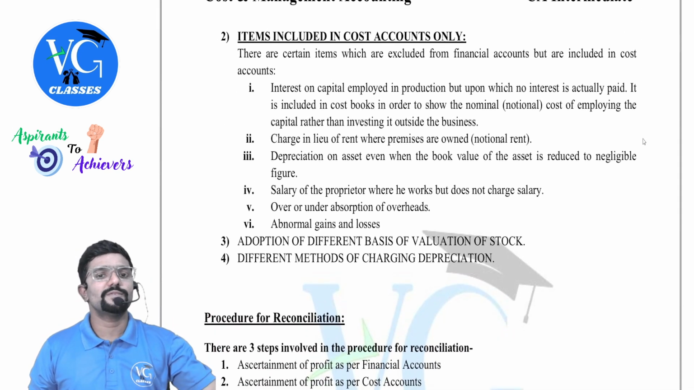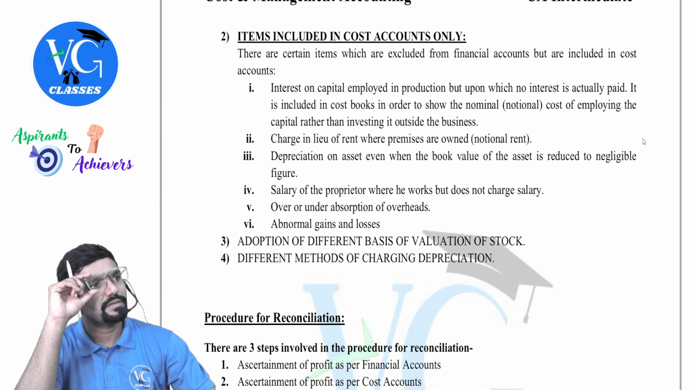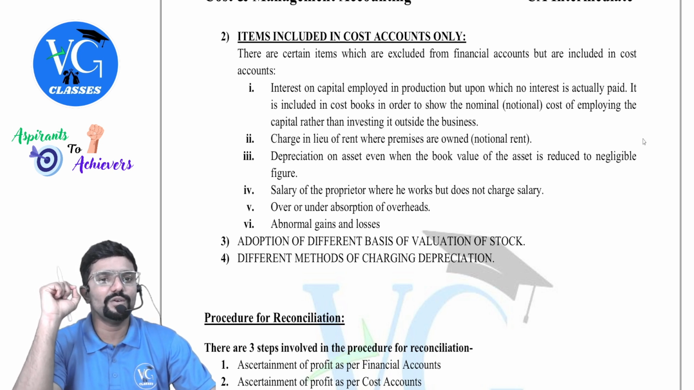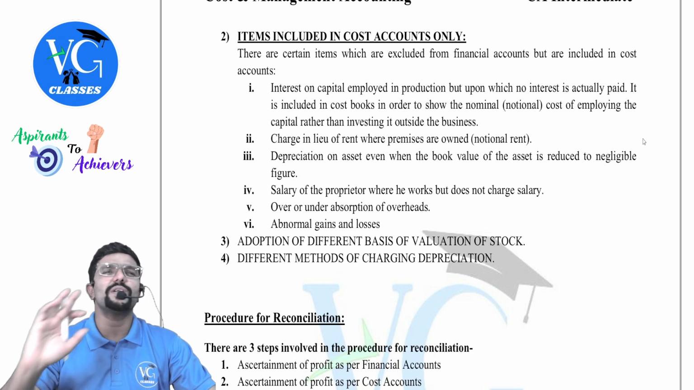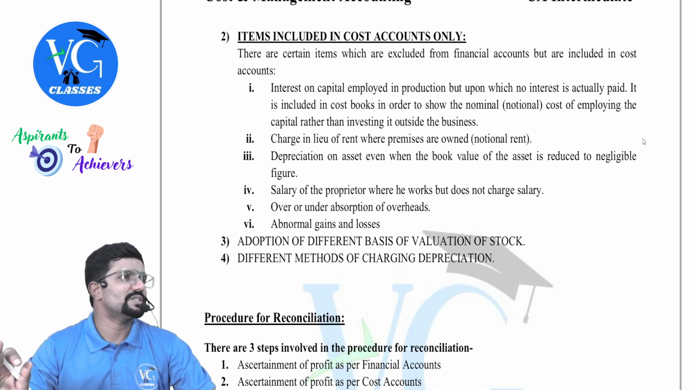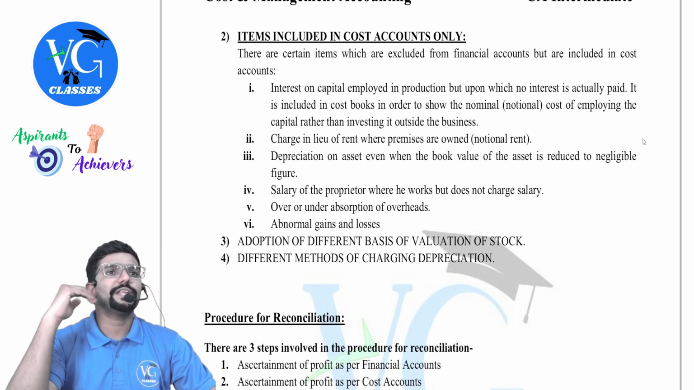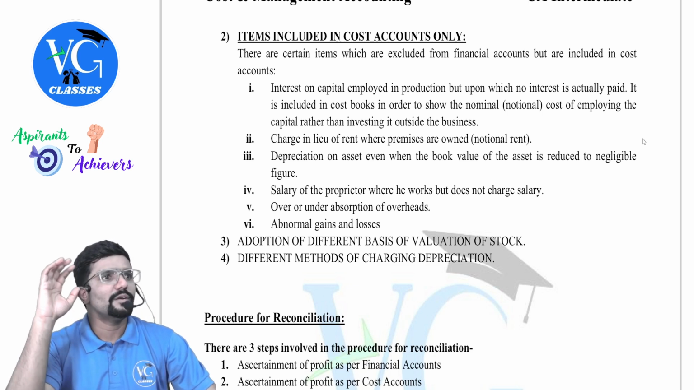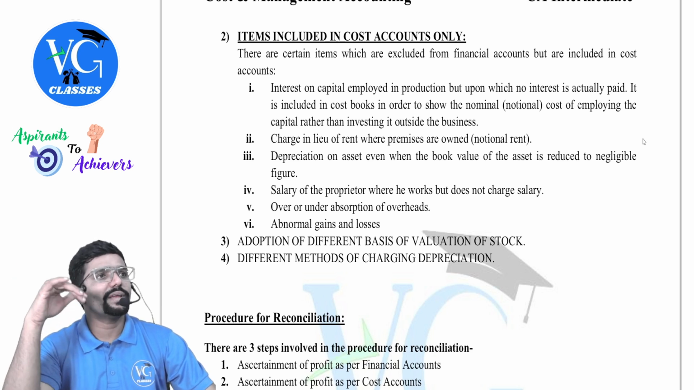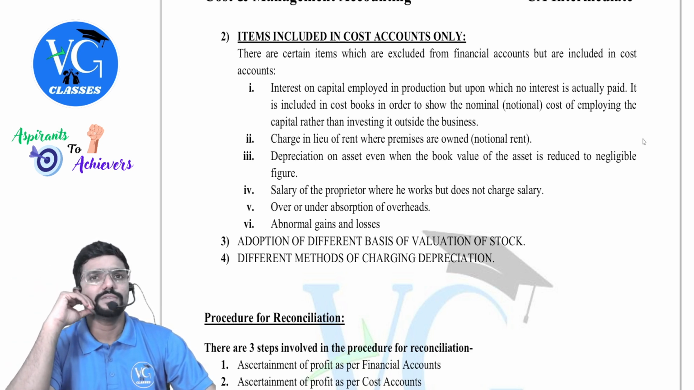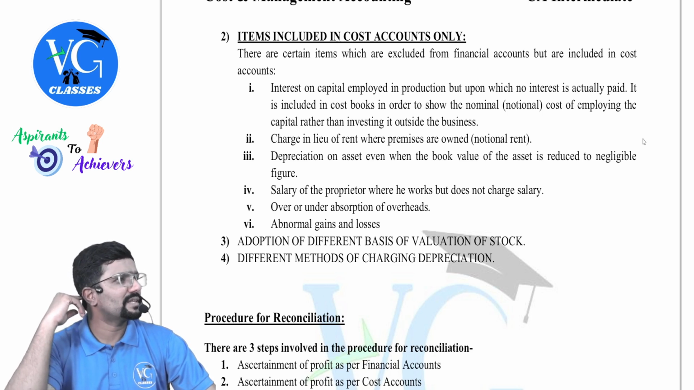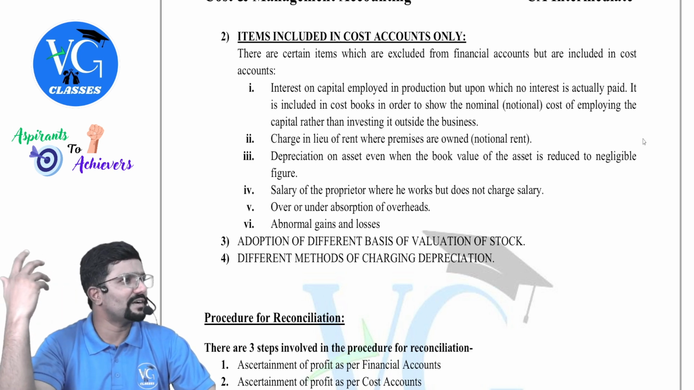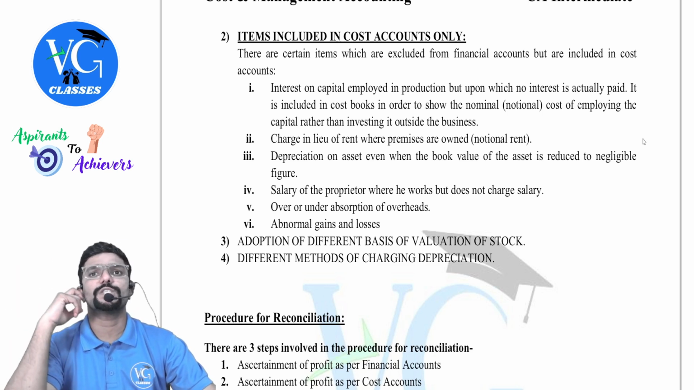Okay. Next, items included only in cost accounts. There are certain items which are excluded from financial accounts but are included in cost accounts only. Most of them are notional, guys. For example, assume I am working for my own business, not drawing any salary. But if I am working elsewhere, sir, I may get a salary of 1 lakh rupees per month. Can I consider it as notional salary for my business? Yes. For me, it is an opportunity cost. For the business, it can be considered as notional salary.